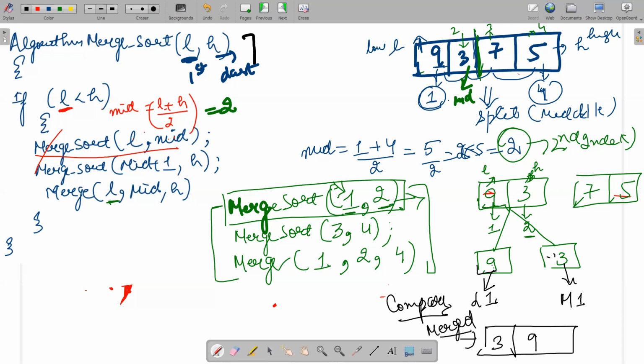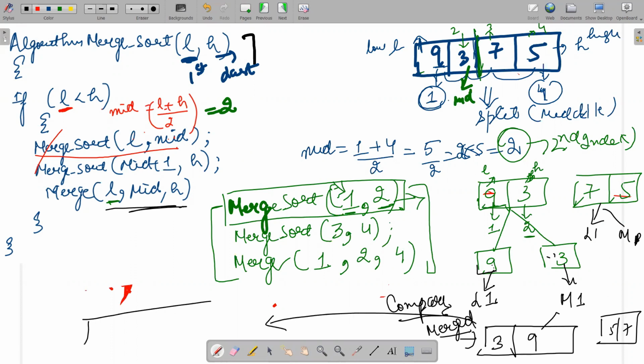The same applies over here with 7 and 5. 7 will be given to L1, let's say, 5 will be given to M1, and then their solution would be 5 and 7, right? So 3, 9, 5, 7, and after that we have to merge the entire solution altogether. The entire solution will also be merged in this way, into 3, 5, 7, and 9. This is a shortcut version of performing this.